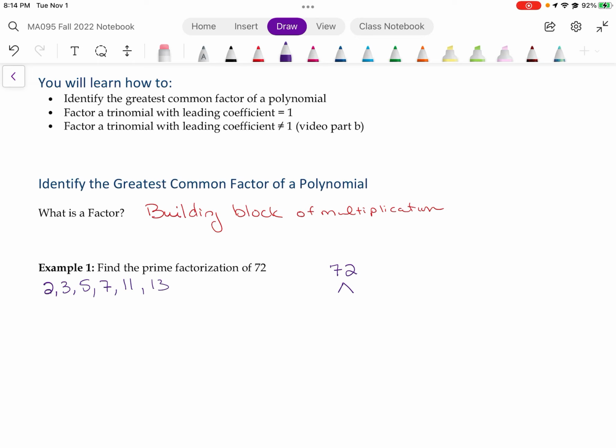All right, so 72 factors to 8 times 9. 8 is not in that list. It's not prime because it is made up of two other numbers at least, maybe more. 2 times 4 is what I'm getting. And then 4 still factors down to 2 times 2. These are all factors, which means they multiply to give the product. We still need to do 9. 9 is 3 times 3. Okay, so those are primes. Notice I have circled all the primes.